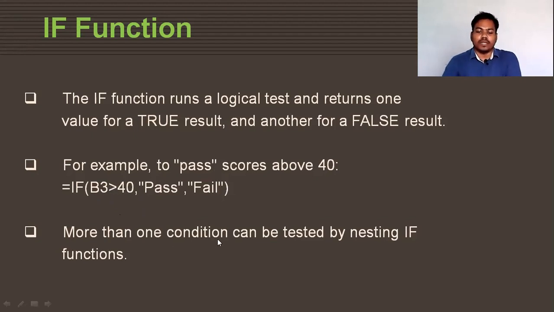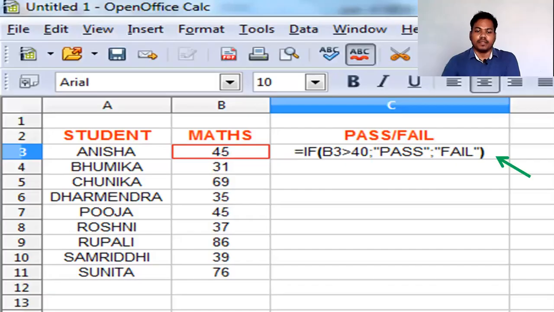More than one condition can be tested by nesting IF functions. Nesting is the term used for putting one IF condition inside another IF condition. Inside an IF condition we apply one more IF condition, and after that we can apply more. That is what we call nesting of conditional functions, right? Now see the example of the IF function.